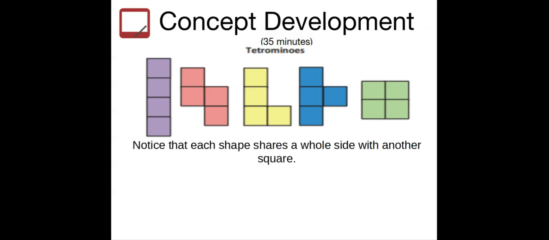Now each shape shares a whole side with another square. So there's a square there, there's a square there, there's a square there. These two share a side, these share a side, these share a side, these share a side. So whisper the new fancy math word of tetromino or Tetris piece. If you are stumbling over that word tetromino, then you can just refer to it as a Tetris piece.